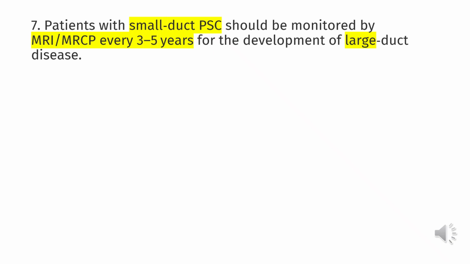So if you have a patient already diagnosed with small duct PSC, if you remember, we diagnosed small duct PSC when we had the cholestatic pattern, then we did the imaging, it wasn't conclusive, and then we needed to do a liver biopsy which showed the histologic findings, and that's how we reached a diagnosis of small duct PSC. Then you should monitor those patients with MRI, MRCP every 3 to 5 years, mainly to screen for or monitor the development of large duct disease.